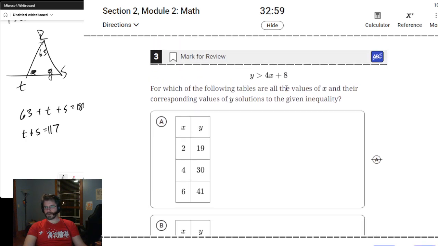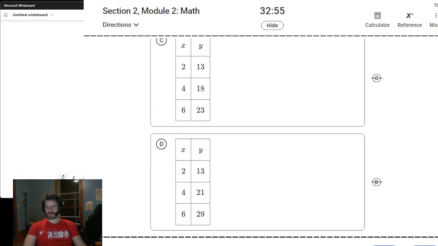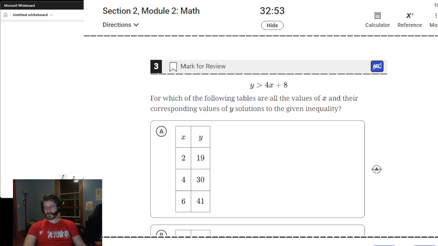All right, we have a linear inequality. Don't let the inequality freak you out on this. We've got answers that are tables. So the first thing that comes to mind is make sure that it's linear. And you might just plug these in. So we have a y-intercept of 8, a slope of 4. So it goes up by 2, should go up by 8. So A is automatically out.